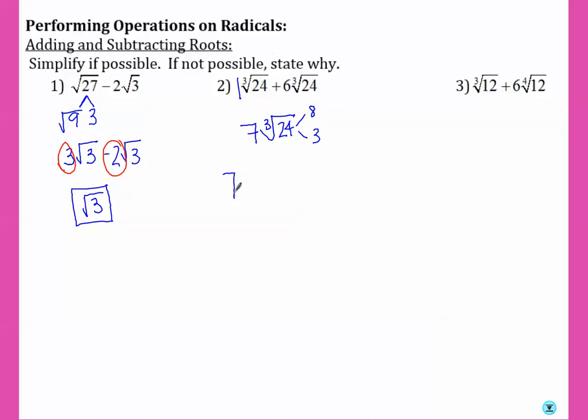So we have 7. Then we're going to multiply it with whatever comes outside. The cube root of 8 would be 2. 7 times 2 is 14 cube roots of 3.